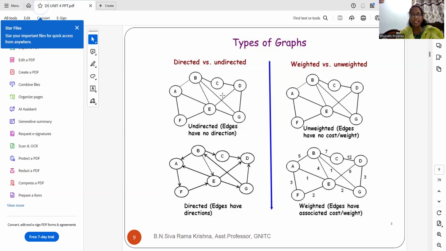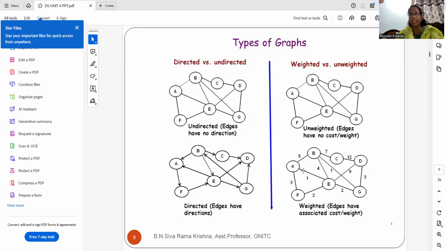Here, in an undirected graph, we don't have any directions between the edges. Coming to a directed graph, we are mentioning the directions, meaning edges have directions. This is directed versus undirected. Next is weighted versus unweighted. In unweighted, we are not mentioning any cost or weight between the edges. See here, A to B, B to C, C to D, D to G, G to E, E to F. We are not mentioning any cost or weight. That is why it is known as an unweighted graph.